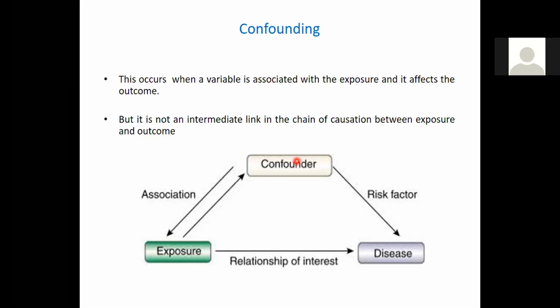So somehow the exposure and the confounder are related, not that one leads to the other. That is why the arrow is usually two-way. But from the confounder to the disease, it shows that it is a factor also. From the exposure to the disease, the exposure is a factor. The confounder is a factor. But the exposure and the confounder are related.